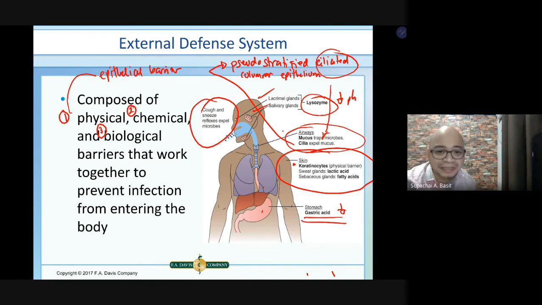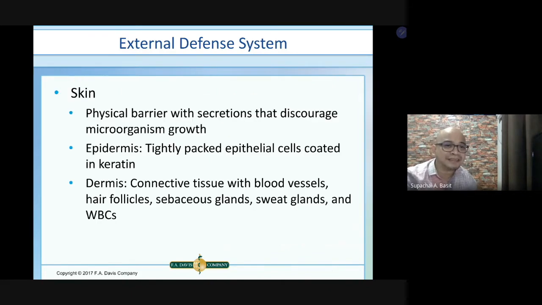So I hope that's clear. So external defense system. Let's talk about our skin. Our skin is a physical barrier with secretions, and these secretions will discourage microorganisms from growing. It is not really ideal for them because aside from the fact that it is dry, it will constantly shed. Remember the layers of the skin?